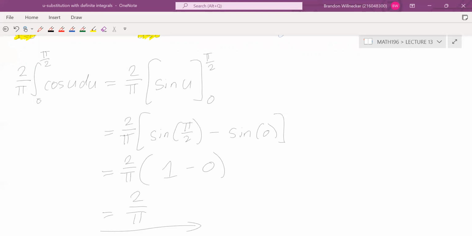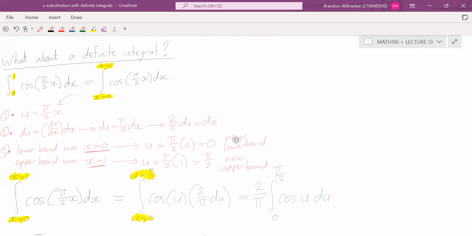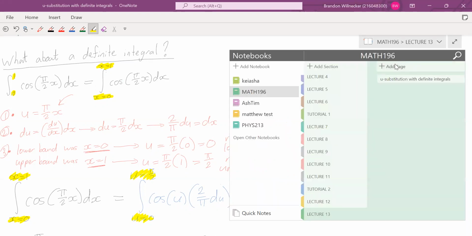Okay, so it's not too bad. It's exactly the same as what we've been doing throughout the week, but we just have this extra step 3, this bit over here. We've got this extra step where we need to change the bounds. That's the only extra thing that you need to worry about. Everything else is exactly the same. Okay, let's take a look at some more examples.